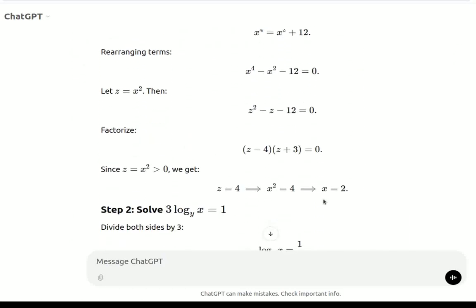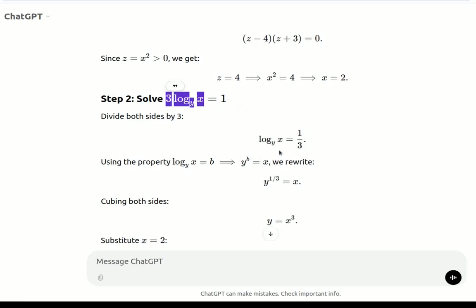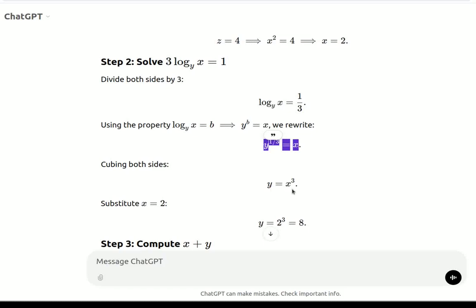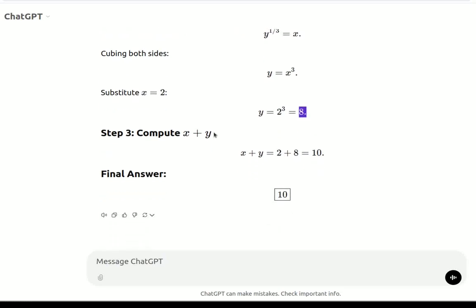So whatever we have input, it is getting guidance from that input in the question, and it is assuming the value as 2 for x, and it is solving the second equation, 3 log base y of x equal to 1, and as usual it is making that into a polynomial equation, y to the power 1 by 3 equal to x, and y should be x cube, which means y equal to 2 cube, that is 8. So after finding the values for x and y, it is just adding those values and giving the final answer as 10. The final answer is indeed correct.